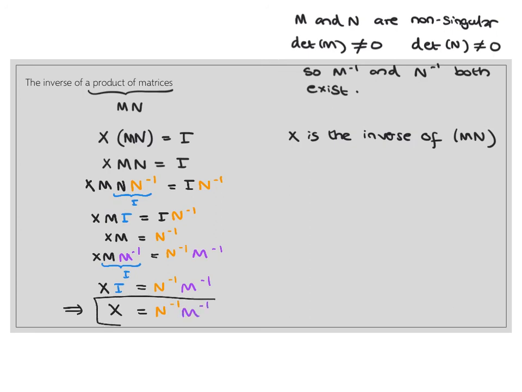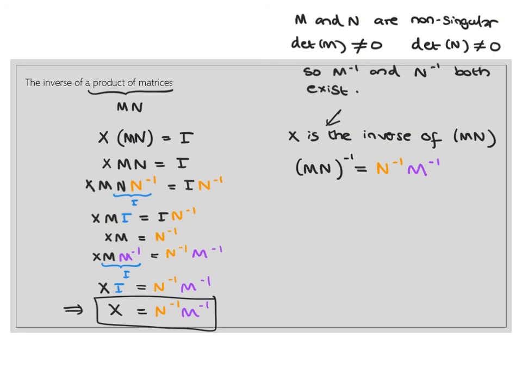But remember, X is the inverse of MN. So what we know is that if we have a product of matrices MN, the inverse of this product is N inverse M inverse.